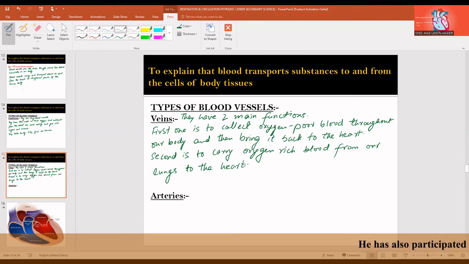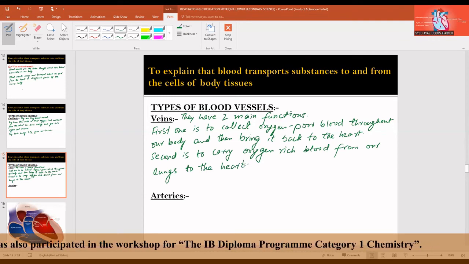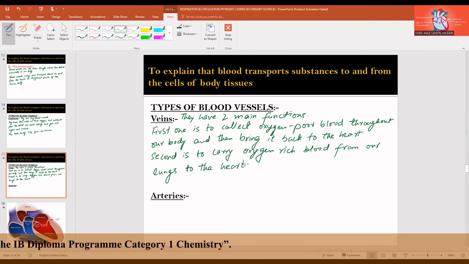Arteries. These blood vessels distribute oxygen-rich blood from our heart to all of our body.